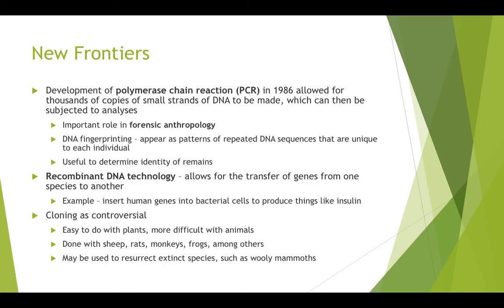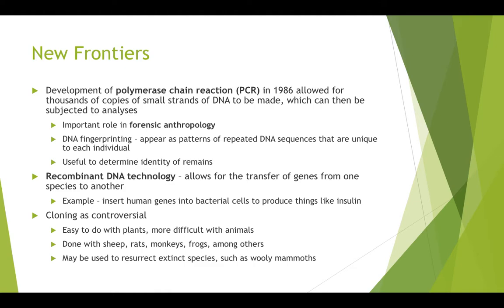All right, so lastly, we're going to look at some of the new frontiers that have come since about the 1980s. And some of these have very prominent roles to play in evolutionary anthropology. The first of these was the development of the polymerase chain reaction in 1986. What this allowed researchers to do was make thousands of copies of small strands of DNA from a relatively small DNA sample. And then you can take these copies of DNA and subject them to analyses without destroying the original sample. This plays a really important role in forensic anthropology.